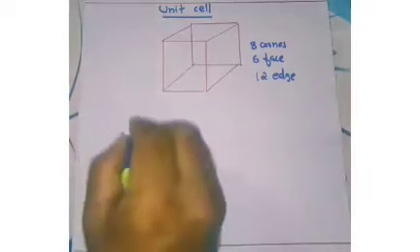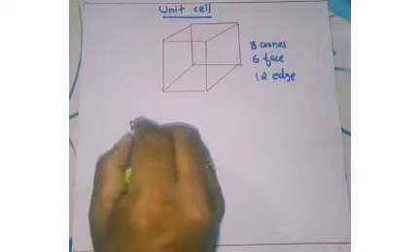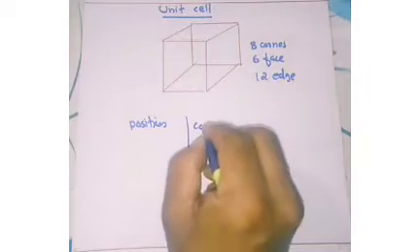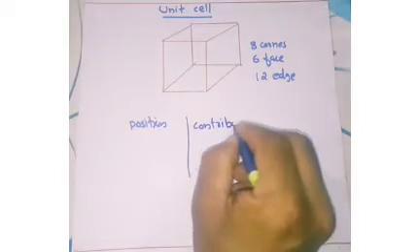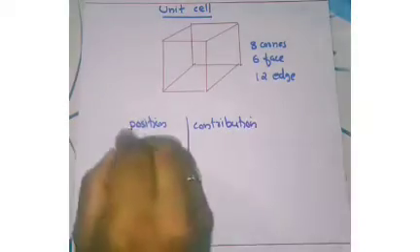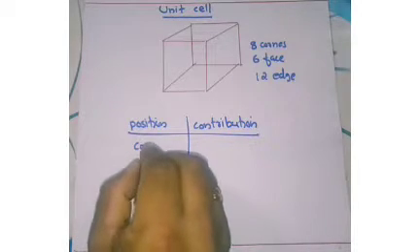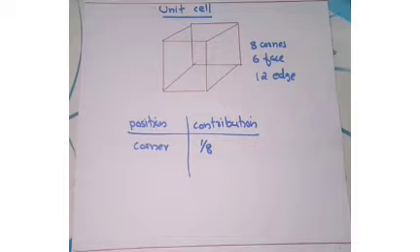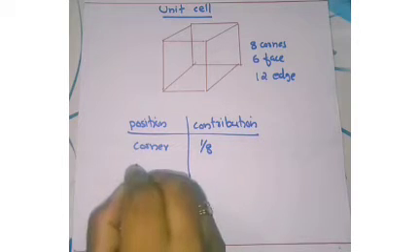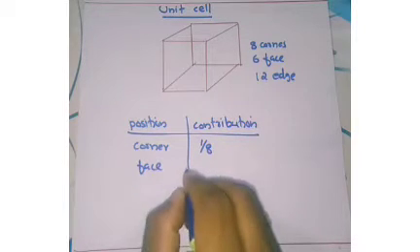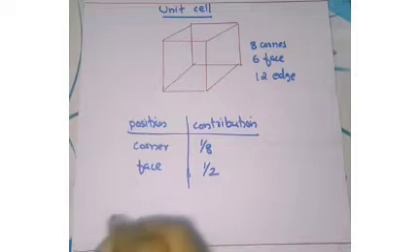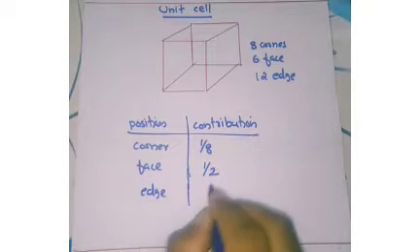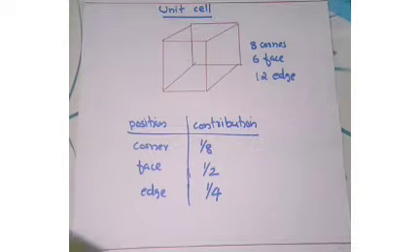Then here the position and contribution of atoms. In a corner, the contribution of atoms means 1 by 8 part of an atom. Then a face occupies 1 by 2 part of an atom. Then an edge occupies 1 by 4 part of an atom.